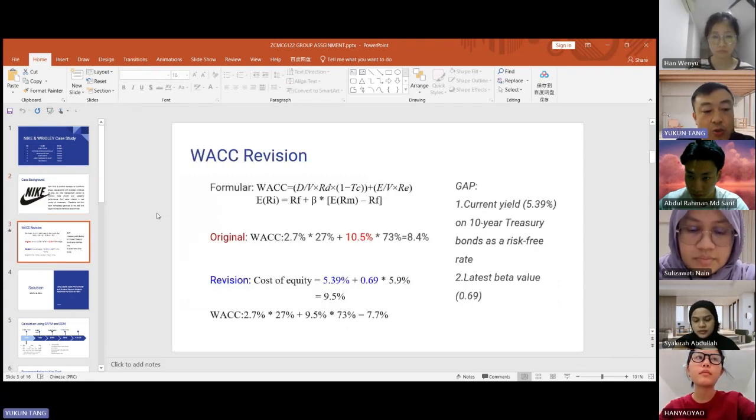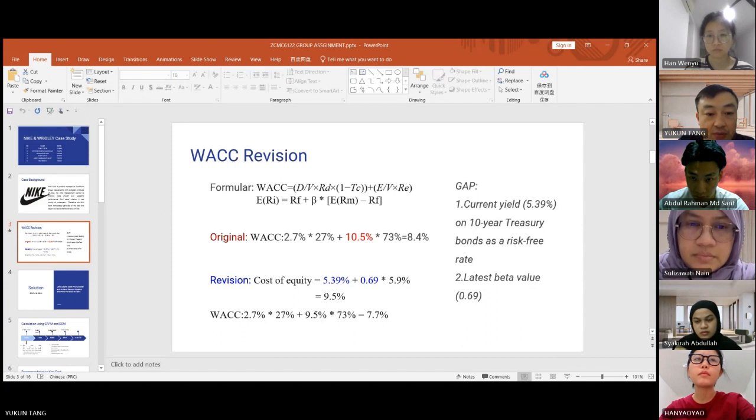Since Nike is financed with debt and equity, the WACC is the most important for the investment. Cohen, the analyst member of the KME team, gives the calculation like this. But in my opinion, there are two gaps in the cost of equity. The first one is the current yield.